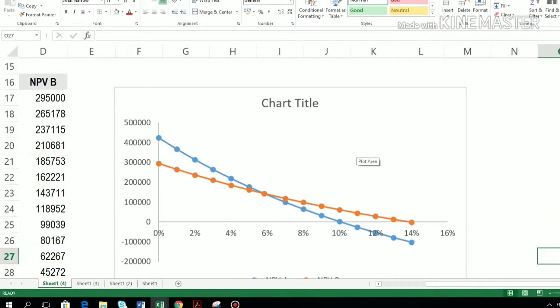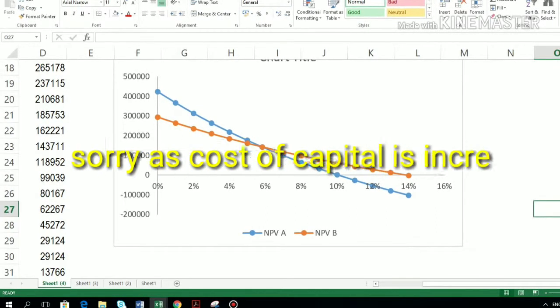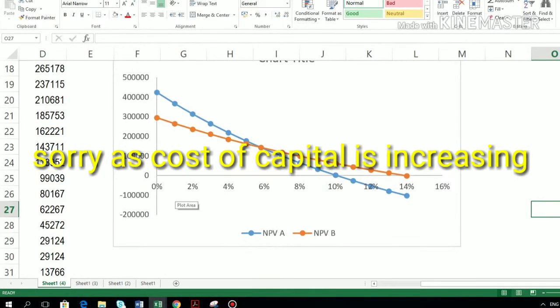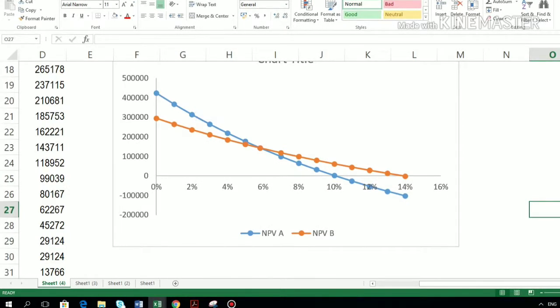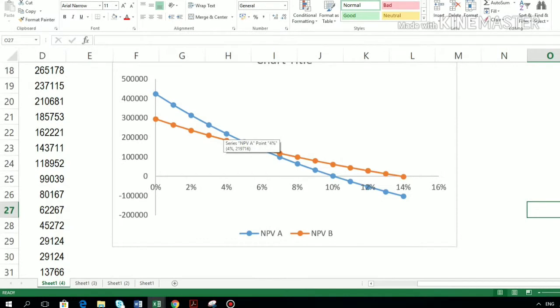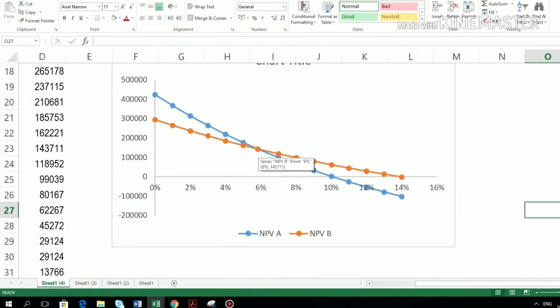The blue line is NPV A and NPV B is the orange line. So as the cost of capital or opportunity cost is reducing, the NPV is rising. The reason behind it is the present value is discounting at a higher rate, and the point where these lines are intersecting is our crossover rate.